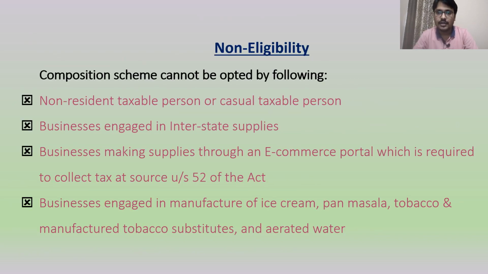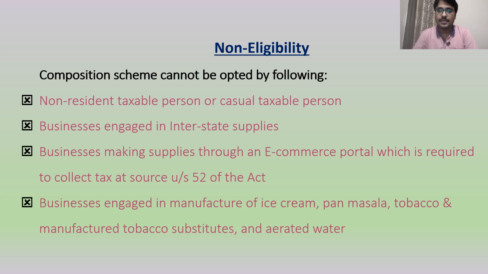Now, let us move on to the non-eligibility part, that is, who cannot opt for this scheme. First is non-resident taxable person or casual taxable person who are not eligible to opt for the composition scheme. A non-resident taxable person is a person who does not have a fixed place of business in India, and a casual taxable person is a person who does not have a fixed place of business in that particular state where they have opted to take registration from.